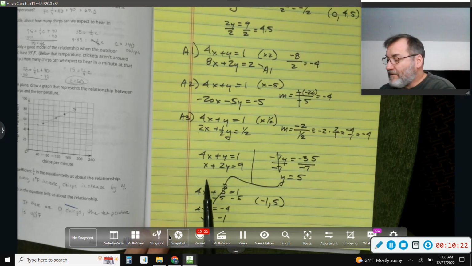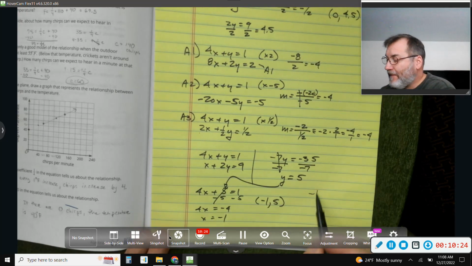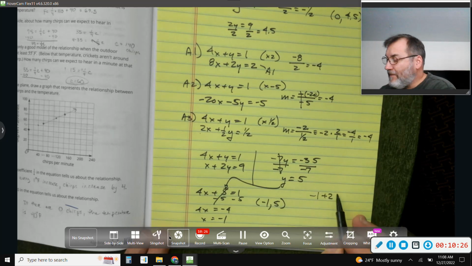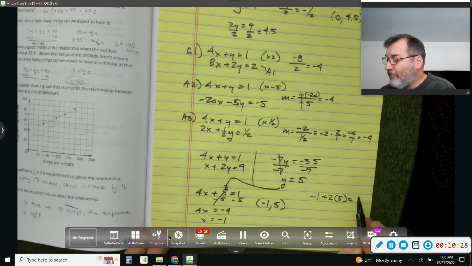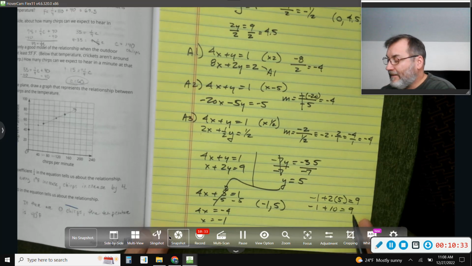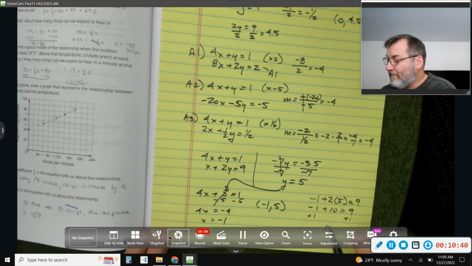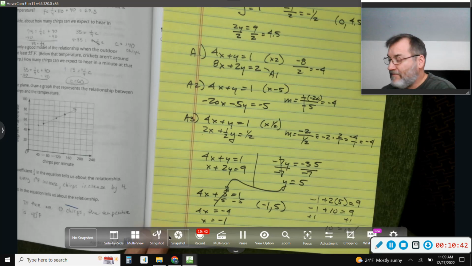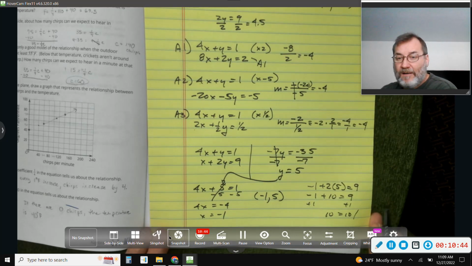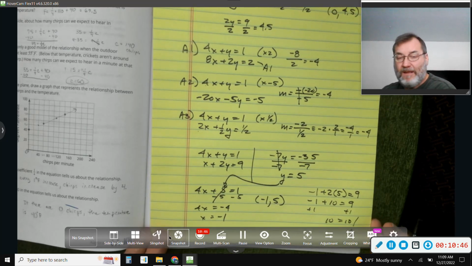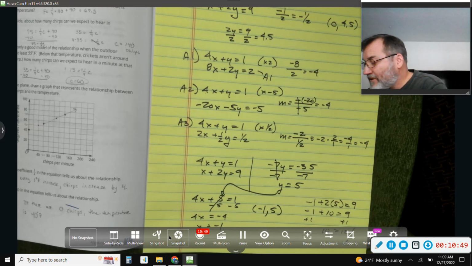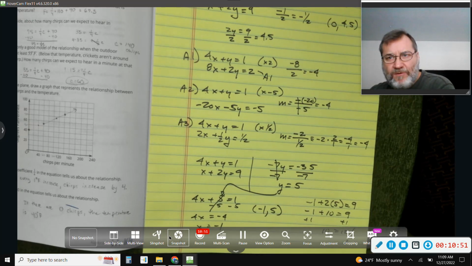Okay. So I have negative 1 plus 2 times 5 equals 9. What's negative 1 plus 10? Equals 9. I can add 1 to both sides, and what do I get? 10 equals 10. So yes, we come out with a true statement, so it works. Okay, and that's what's going on there. It's very similar to what you were doing before break, so we'll just continue on from there.